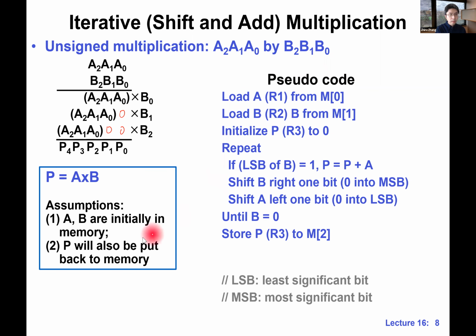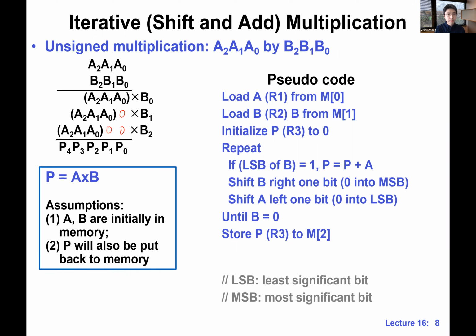Here are my assumptions. First, I assume that A and B, both multiplicand and multiplier, are initially stored in memory. We actually need to load them into the register. And P, I'm going to use P for both partial product and the final product. It will be stored back to the memory at the end. So that's what we want to accomplish, and let's see how we can write down the pseudocode.